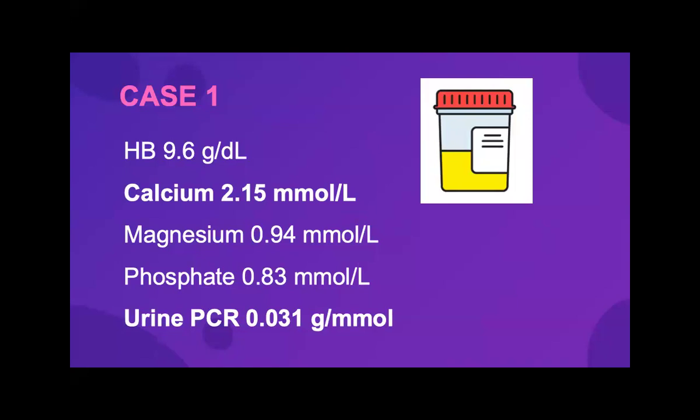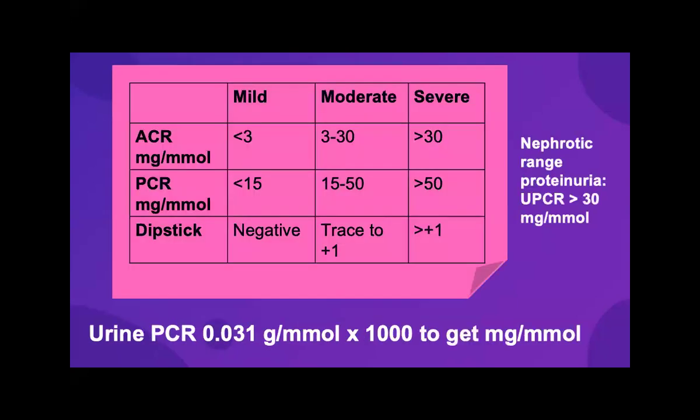I'm going to take this time just to pause and talk a little bit about the UPCR. So KDIGO guidelines recommend that we use a urine albumin creatinine ratio, as it's more specific to glomerular protein loss versus protein creatinine ratio, which can represent a broader spectrum of kidney injury. But protein creatinine ratio is what we have access to, and so it's what we will be speaking about.